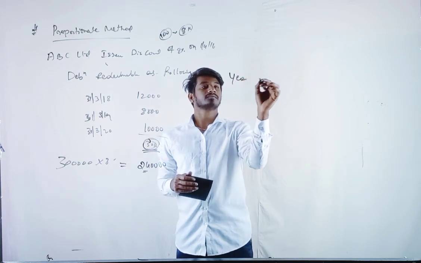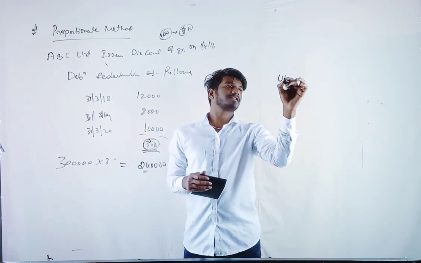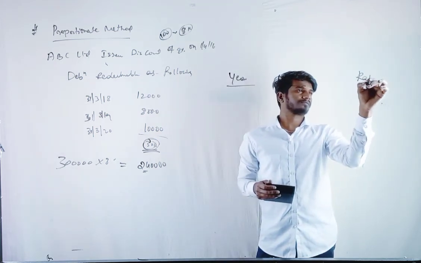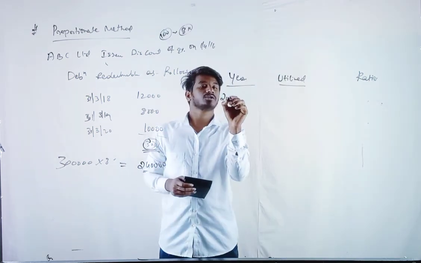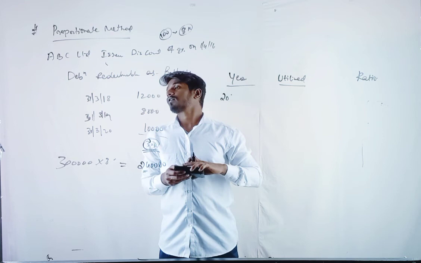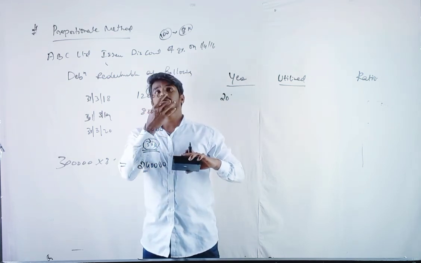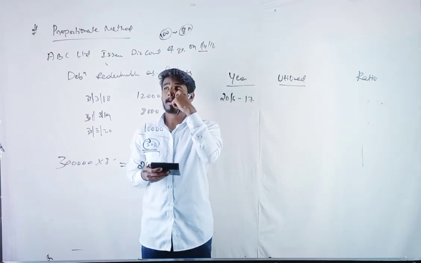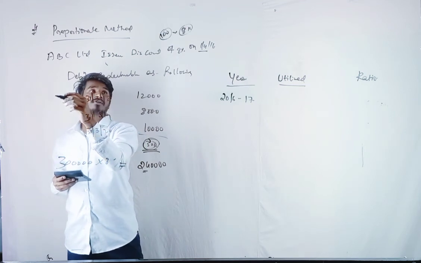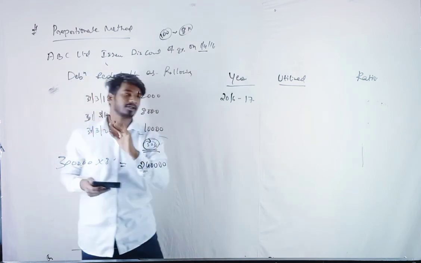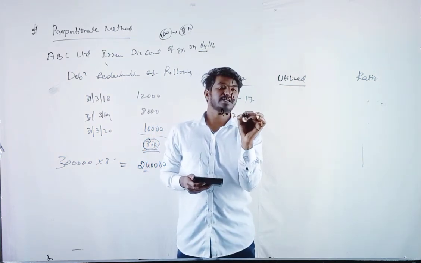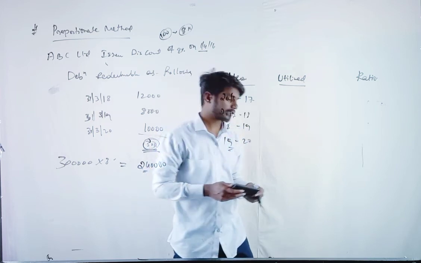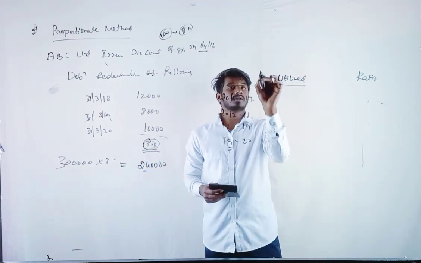Year, debenture utilized, ratio. 2016-17, 4 years, right? Redeemable after 4 years, or they have given redeemable, right? Okay. 2017-18, 18-19, 19-20, the last redemption. Okay, utilized.